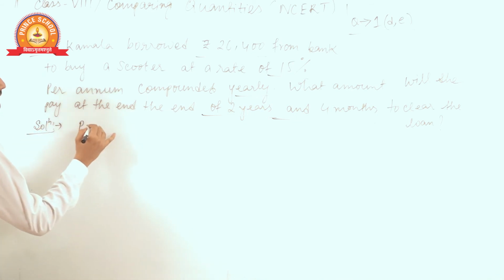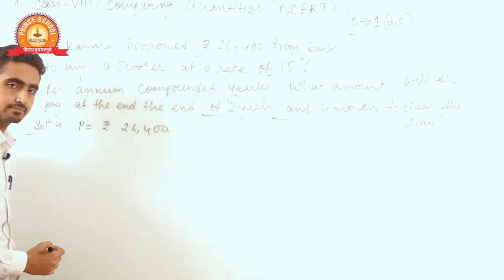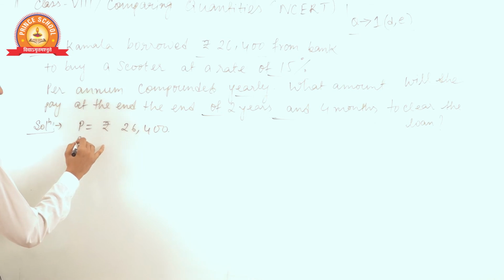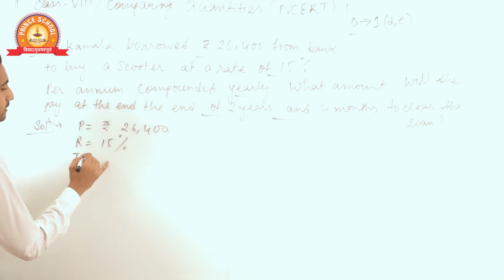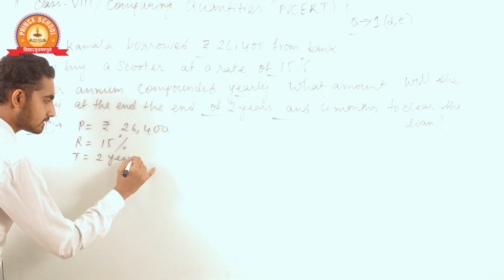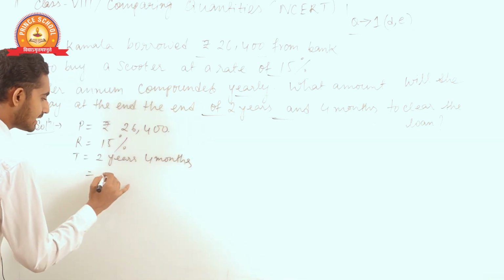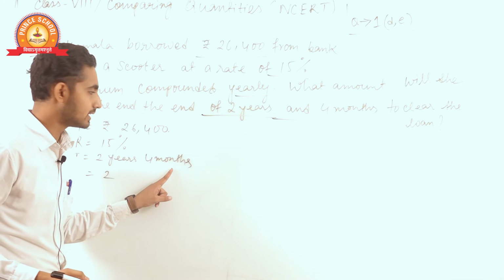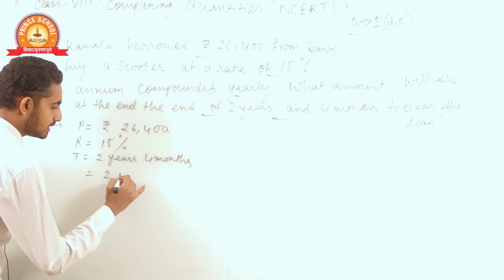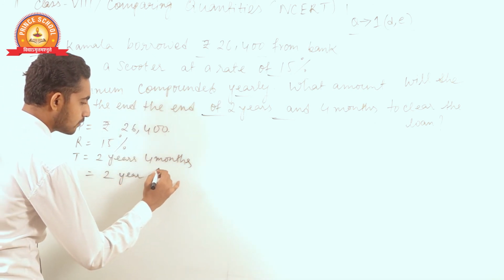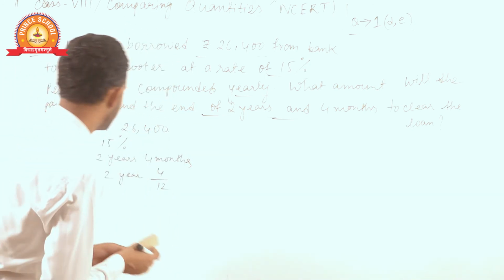P is equal to given, that is rupees 26,400. R is equal to given, that is 15%. T is equal to given 2 years 4 months, and 2 years 4 months means how many? We can write 2. To convert months into years, what do we have to do? Divide by 12. Yes, 2 years and 4 upon 12 we can write.